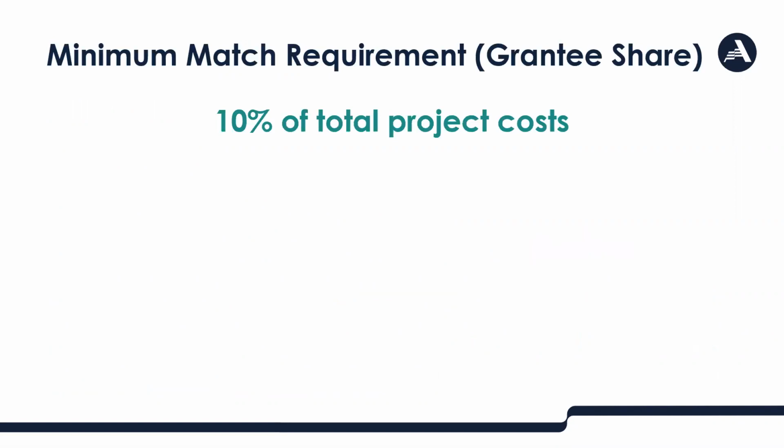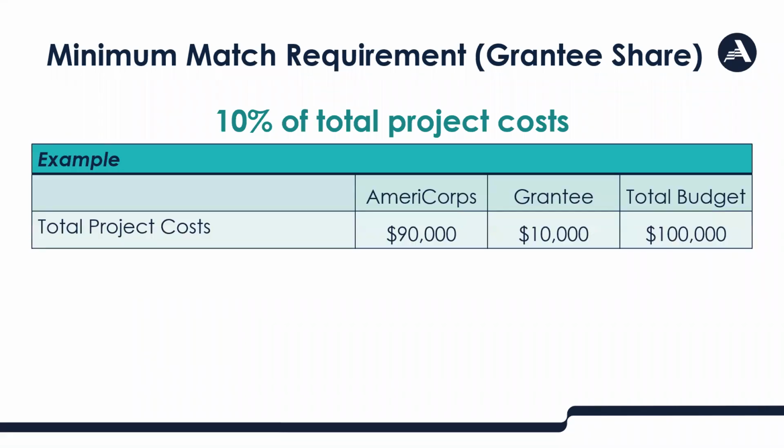The minimum match requirement for FGP and SCP applications is 10% of the total project costs. This graphic shows what the budgeted 10% grantee share would look like for a grant with a total program budget of $100,000. In this example, the grantee share of $10,000 meets that 10% requirement.